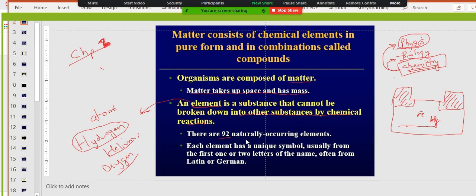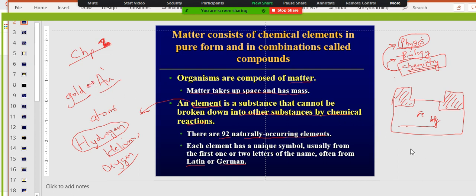92 of these are naturally occurring elements. The rest are man-made elements. A lot of them are named after famous scientists like Einsteinium and that sort of stuff. Those aren't naturally occurring. Each element has a unique symbol, and usually that's the first couple letters of the name. But sometimes it's weird. Sometimes it's from Latin or German. Like gold is from German, and its symbol is Au, right? So it's not English. So this has really nothing related to that.